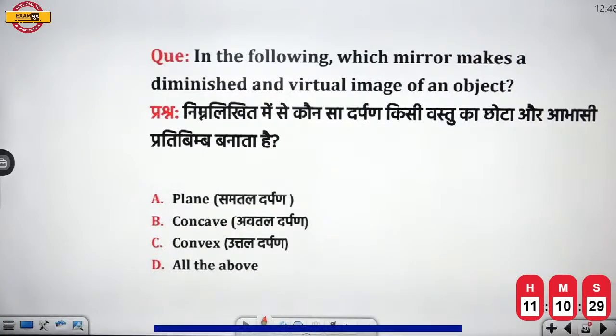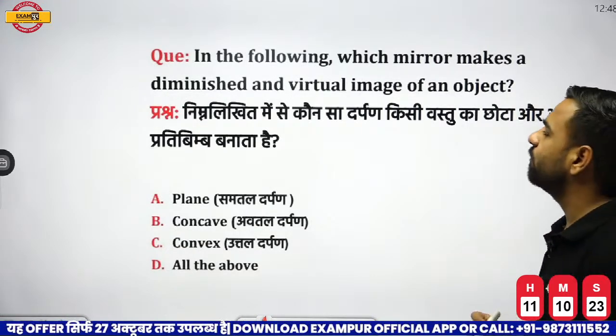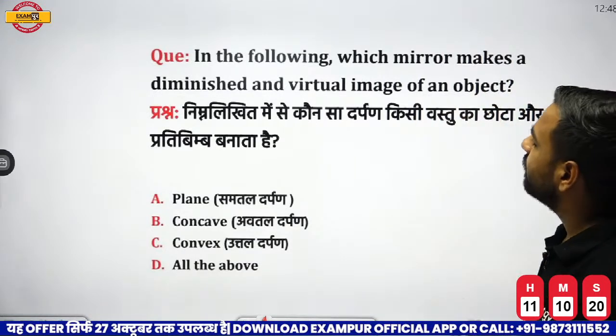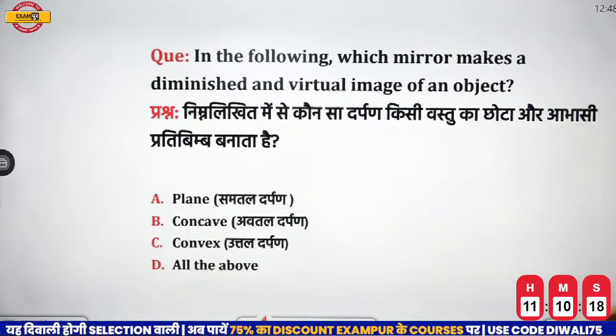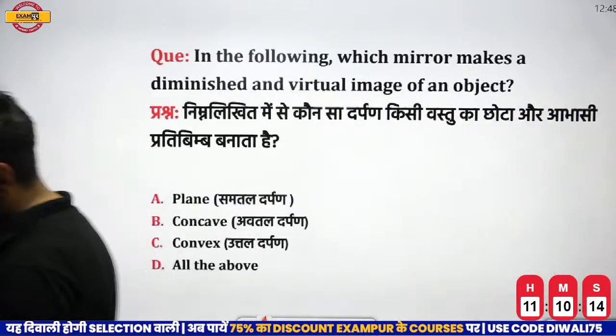In the following, which mirror makes a diminished and virtual image of an object? Is it plane, concave, convex, or all of the above? What is the correct answer here?